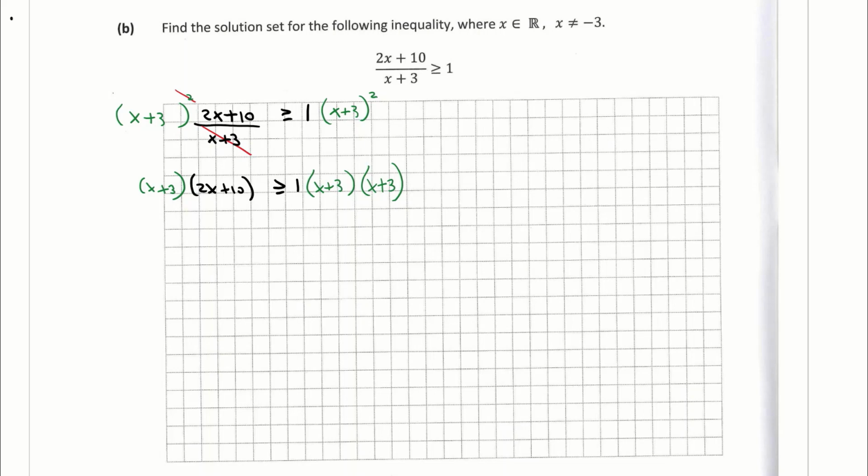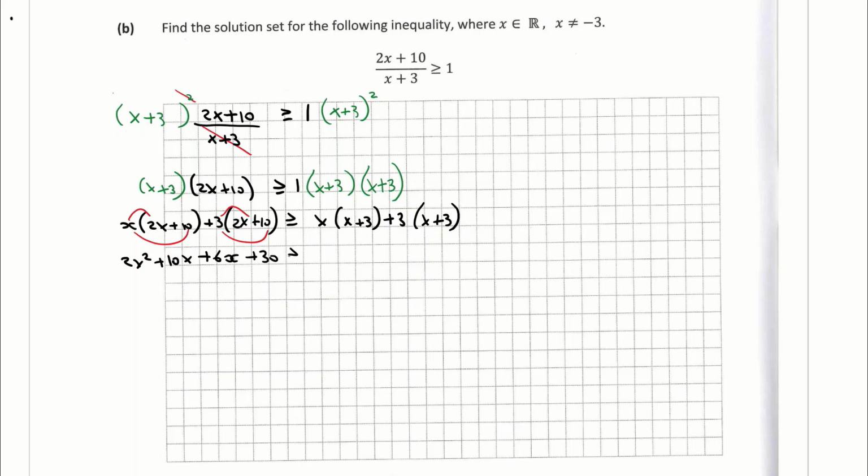I'm just going to expand the bracket, so it's first term by second bracket, and then the second term by the second bracket. And that's the same on the right hand side of the inequality. I'm going to just drop the 1 here because 1 times anything will just be itself. So I'm basically just ignoring the 1 because 1 multiplied by x is just x. I'm now just going to multiply in my brackets here, which is giving me 2x squared plus 10x plus 6x plus 30 greater than or equal to x squared plus 3x, 3 by x and 3 by 3 then will give me again plus 3x plus 9.